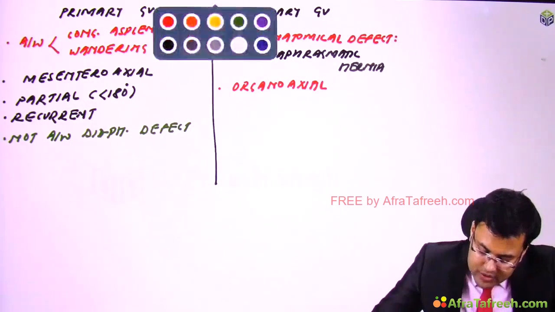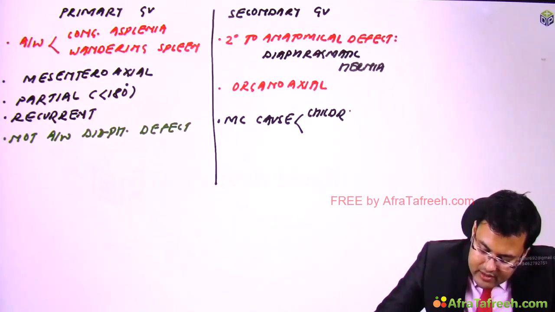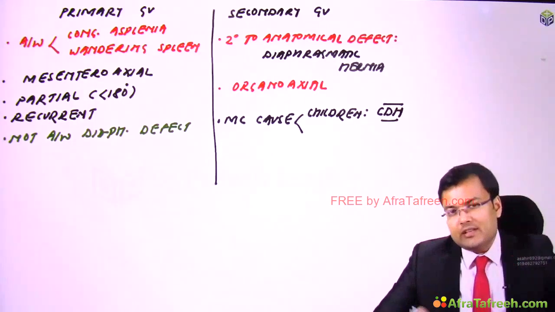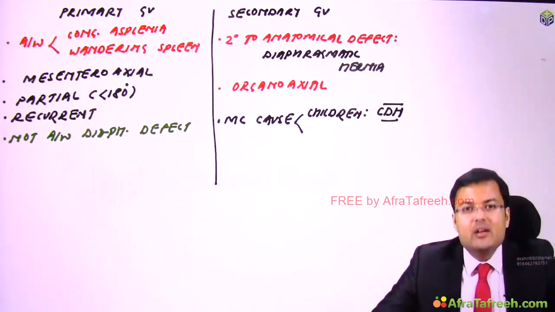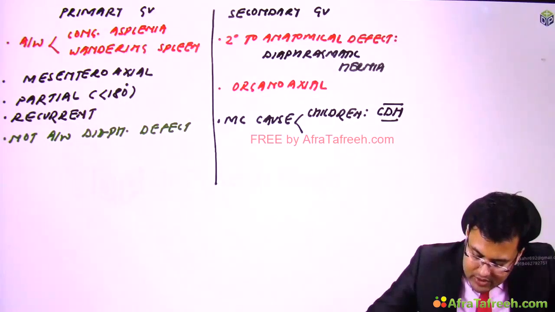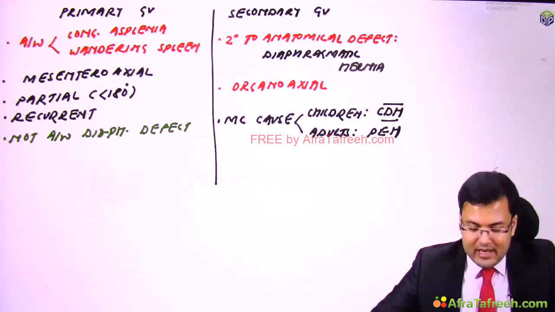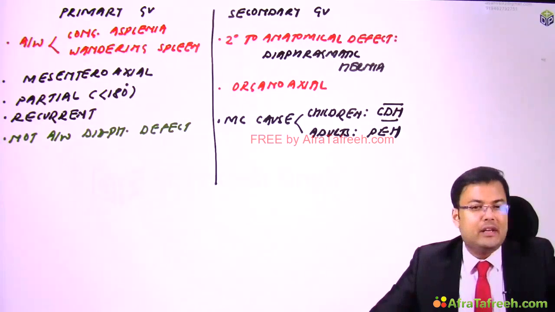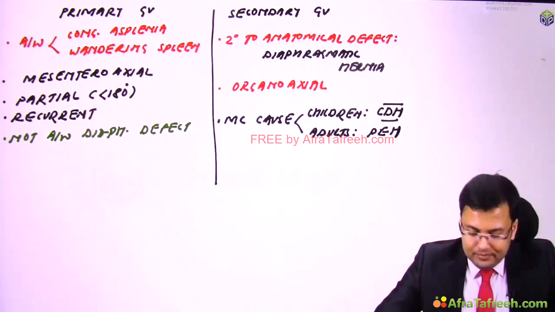Question is asked, what's the most common cause in children? So in children, it's the congenital diaphragmatic hernia. In esophagus, we discussed what's the most common congenital diaphragmatic hernia in children? It's the Bochdalek hernia. And what about adults? It's the paraesophageal hernia. It's a type of hiatus hernia. So these are the differences between primary gastric volvulus and secondary gastric volvulus.